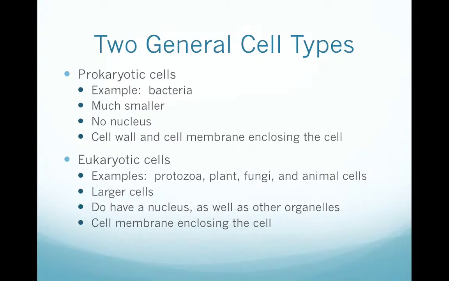Eukaryotic cells are larger cells. Some examples of that would be protozoa, plant cells, fungi, and animal cells. They do have a nucleus, as well as other organelles that are enclosed by membranes, and a cell membrane encloses the cell. Some eukaryotic cells will have a cell wall. Plant cells are an example of that, and others do not. So animal cells do not have cell walls.